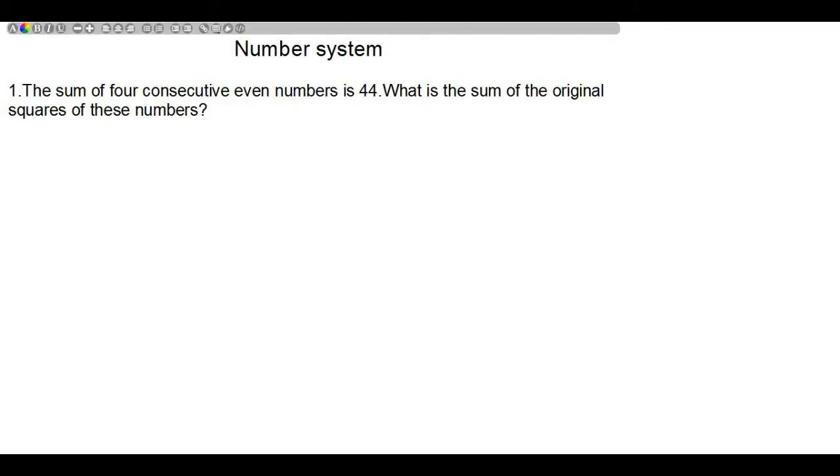The question is, the sum of 4 consecutive even numbers is 44. What is the sum of the squares of these numbers? So now the question says the sum of these 4 even numbers is equal to 44. So we can say that x plus x plus 2 plus x plus 4 plus x plus 6 should be equal to 44. So from this we can say 4x plus 2 plus 4 is 6 plus 6 is 12 equals 44. So very clearly 4x would be equal to 44 minus 12, which is 32.